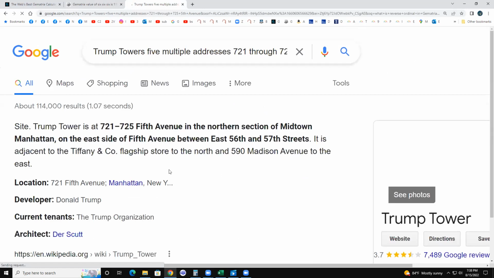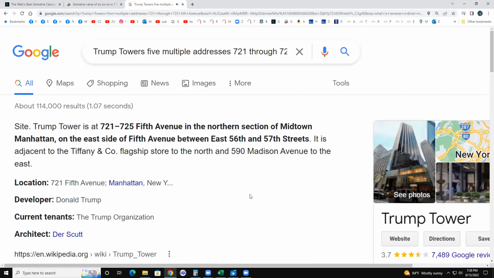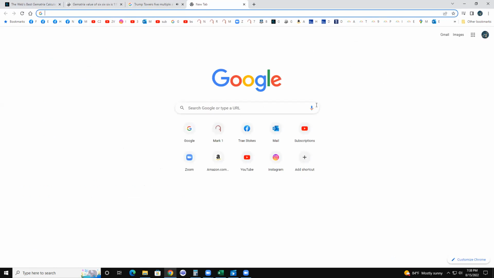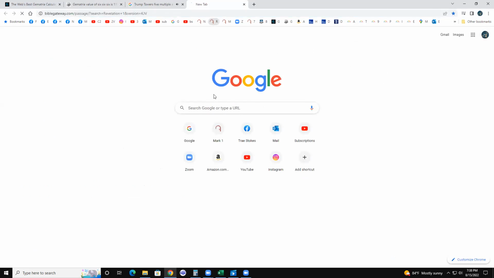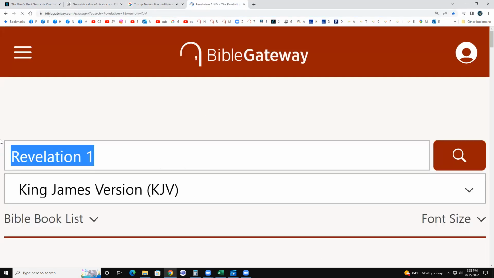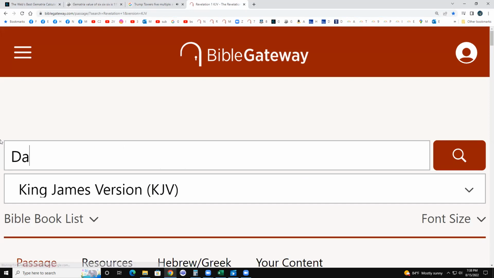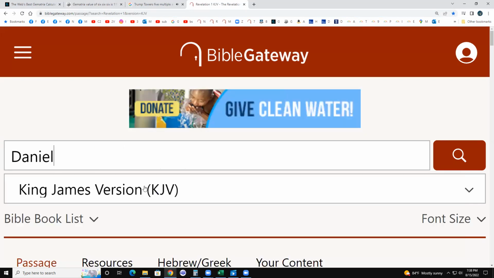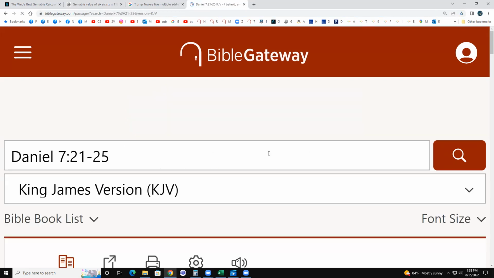According to Wikipedia, Trump Tower is at 721 to 725 Fifth Avenue in the northern section of Midtown Manhattan, on the east side of Fifth Avenue between East 56th and 57th Streets. It is adjacent to the Tiffany & Company flagship store to the north and 590 Madison Avenue to the east. You go to Daniel 7:21 through 25.